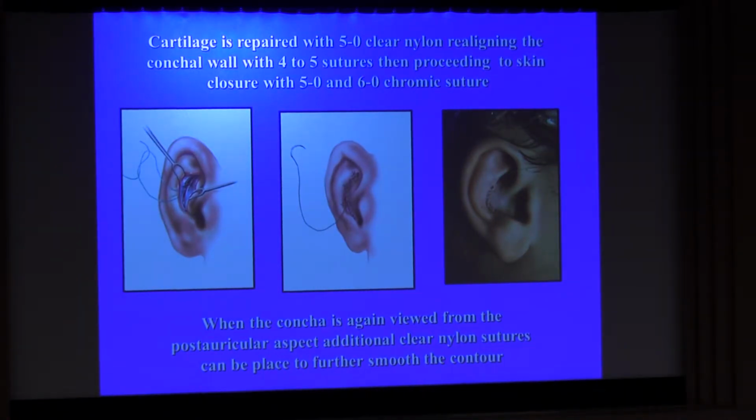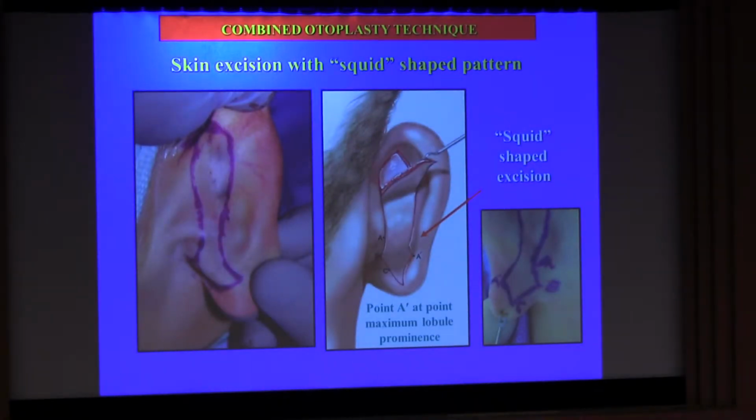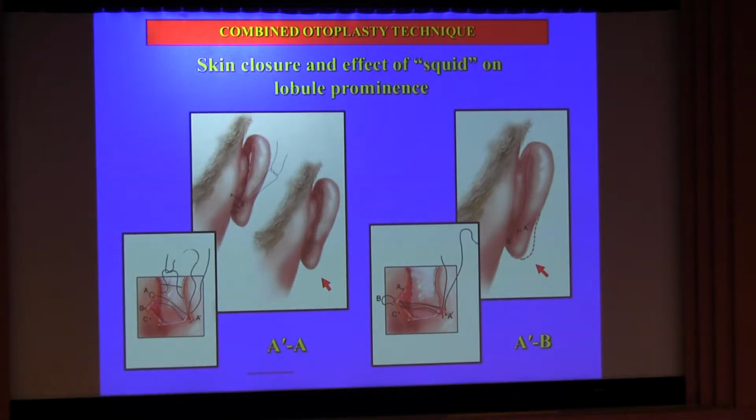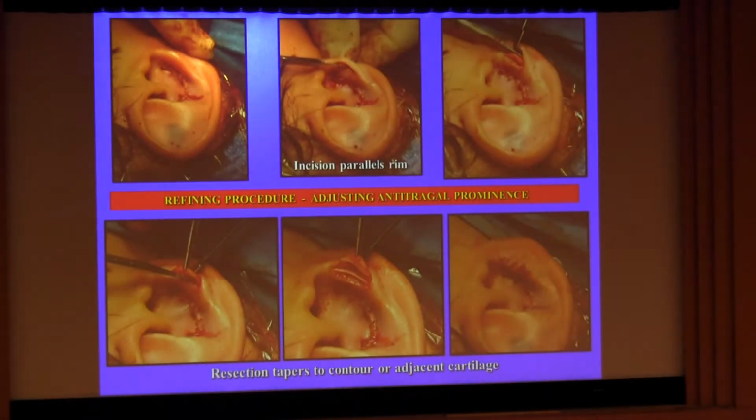So the anterior incision is closed, the cartilage is approximated with the 5-0 clear nylon. The skin excision is carried out later in this little squid-shaped excision. How those points come together, whether it's A prime to A, B, or not typically C, once you've broken the spring in the cartilage, will change the shape of the lobule and the projection, so that will set the final position. But once you've done your conchal resection, even if it's small, a few sutures from helical sulcus or scapha and triangular fossa to temporal fascia is all that's needed to shape the ear.